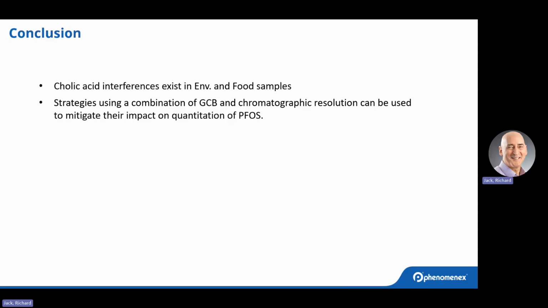So in conclusion, cholic acids have been shown to interfere and exist in food and environmental samples. And this strategy, which is a combination of GCB and chromatographic resolution, can be used to mitigate their impact on quantitation of PFAS.